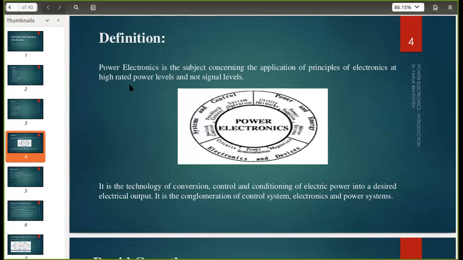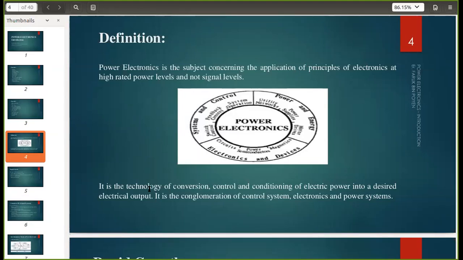So therefore, wherever you find those types of circuits and applications related to electronics, those things can be related to power electronics. And what is it actually? It is nothing but one of the technologies of conversion. You need to convert, also control, and also check the condition of electric power into a desired electrical output.